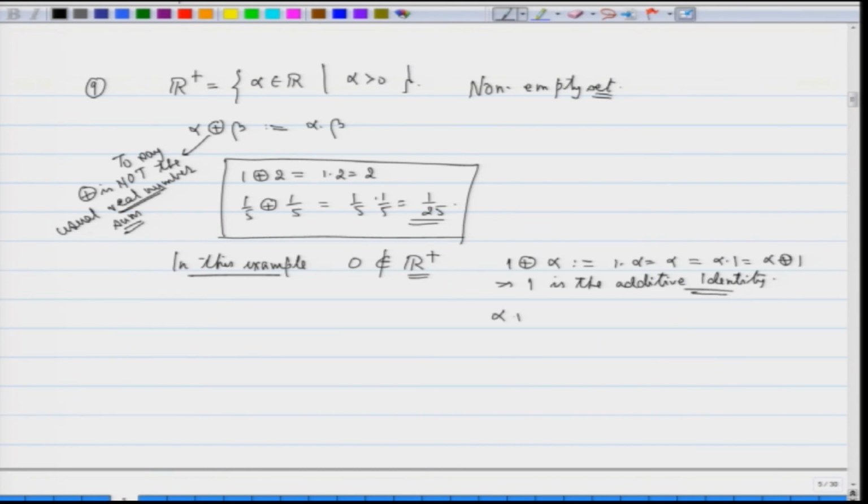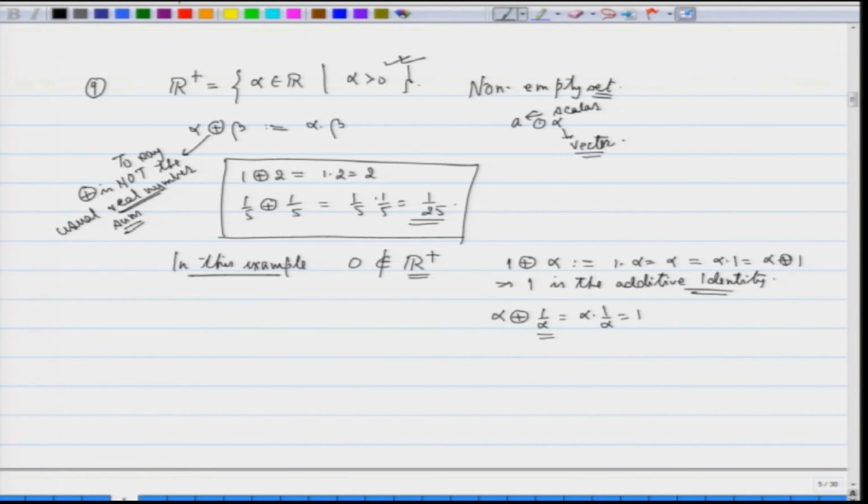Also, alpha plus 1 upon alpha is alpha into 1 upon alpha, which is 1. So, the additive inverse of alpha is 1 upon alpha. And it makes sense because alpha is a positive real number here. I have defined a scalar multiplication. So, let me take A as a scalar, and alpha as a vector.